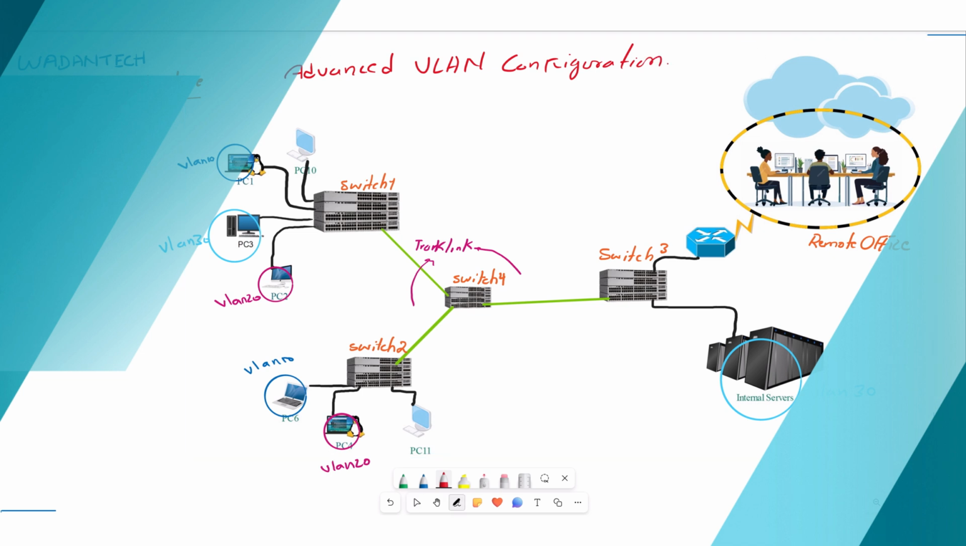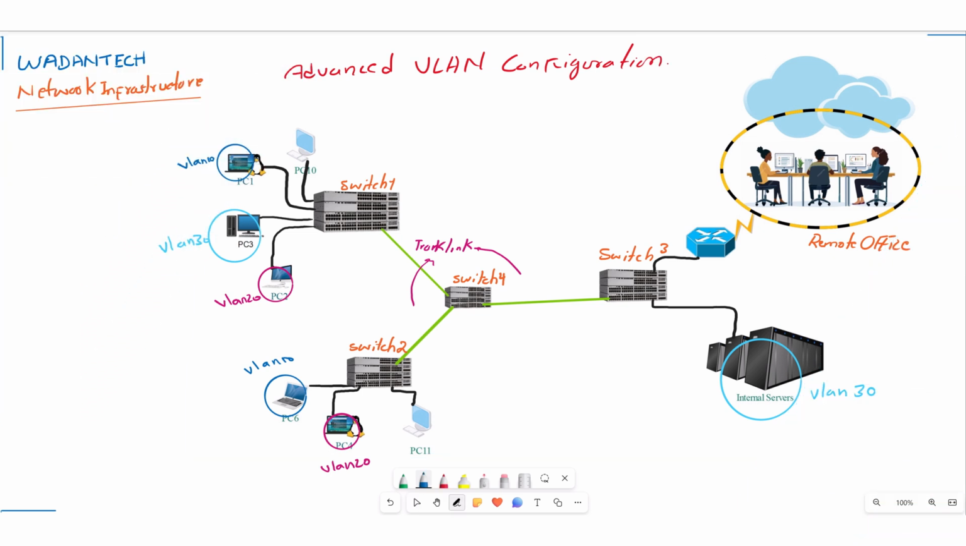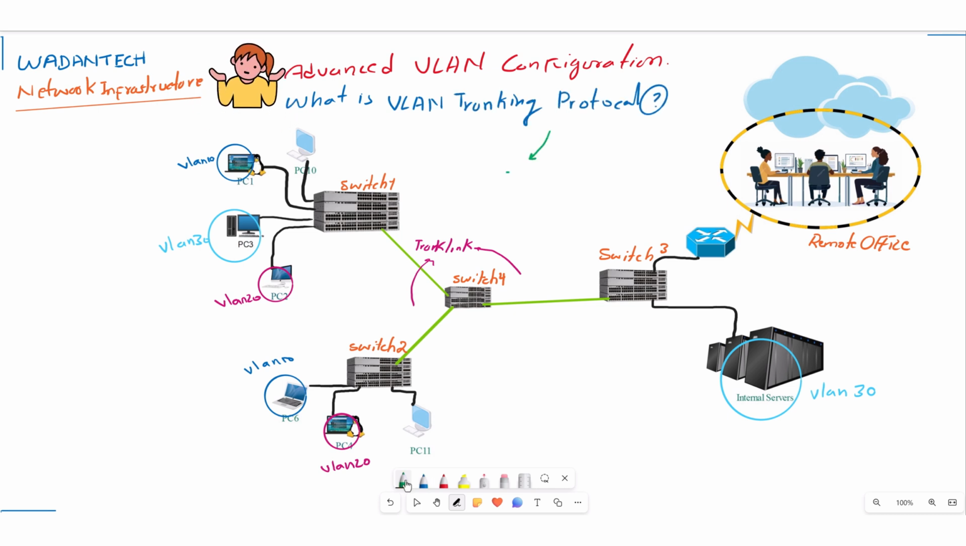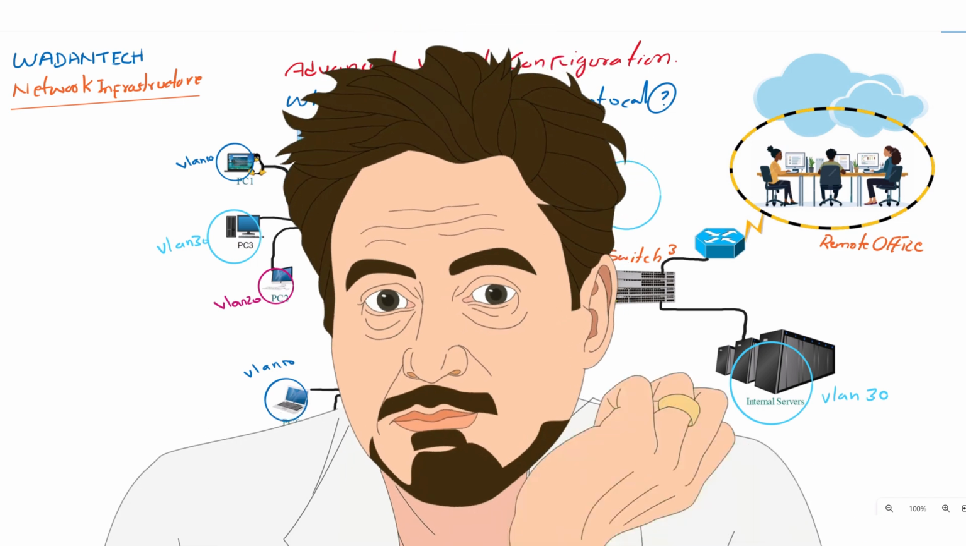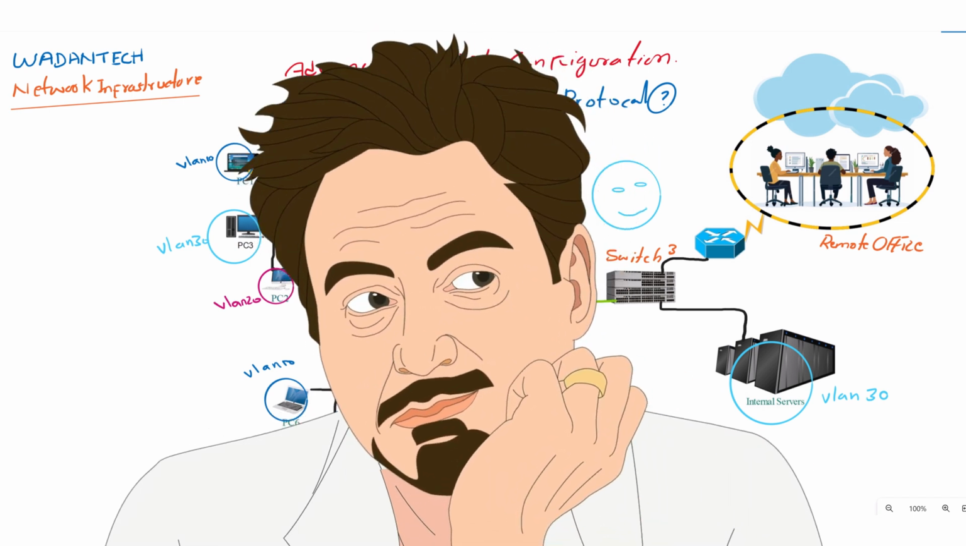That is called VLAN Trunking Protocol, or VTP. Now the question is, what is VLAN Trunking Protocol? VLAN Trunking Protocol, or VTP, is Cisco proprietary and used for managing and propagating VLAN configuration across the switches inside the network. As it is a Cisco proprietary protocol, it will not be included in Network Plus 009. So don't worry, this is a bonus video.